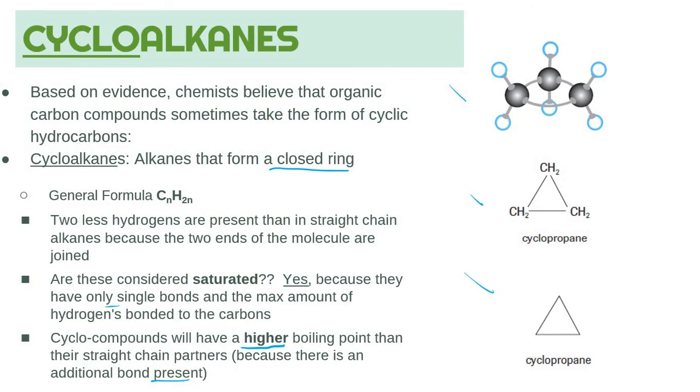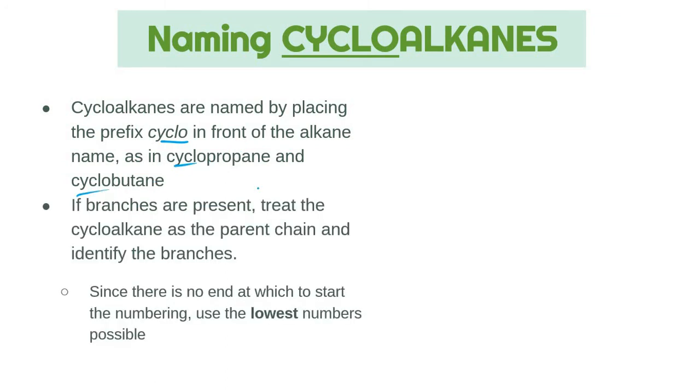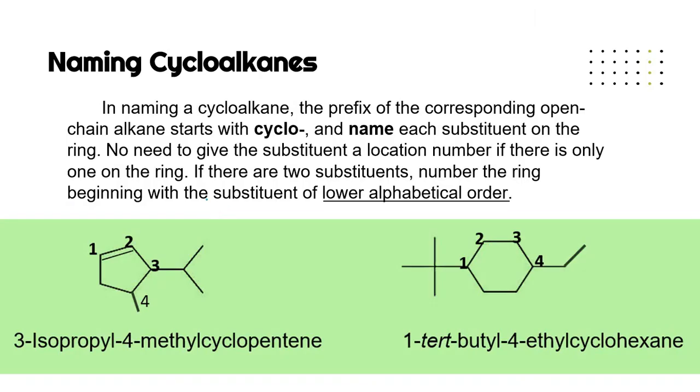Cyclopropane. So 3. How to name cycloalkanes? Cycloalkanes are named by placing the prefix cyclo in front of the alkane name, like cyclopropane, cyclobutane. If branches are present, you treat the cycloalkane as the parent chain, and identify these branches. Since there is no end at which to start your numbering, because the chain is closed, use the lowest numbers possible for your branches.